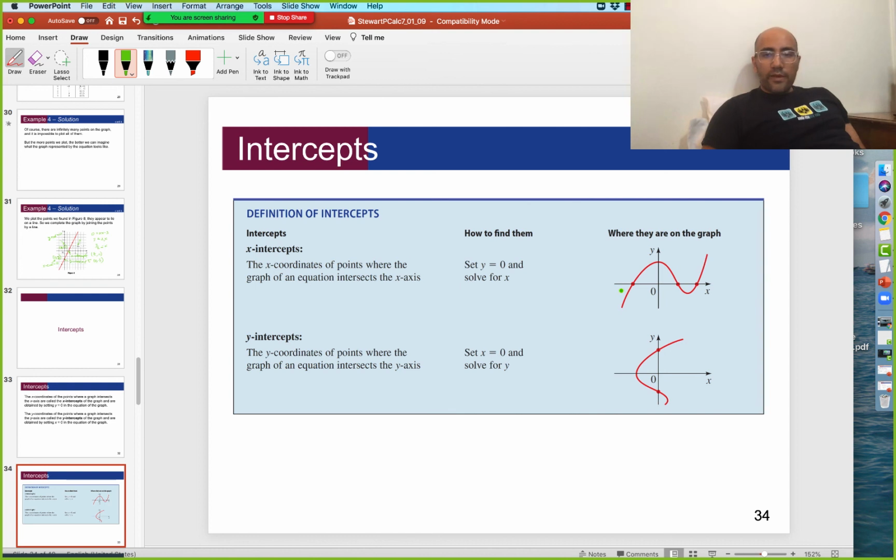So for the first example, we have 1, 2, 3 different x-intercept points. We have 1 there, and 1 there. And for the second example, they're showing you how it might have more than one y-axis intercept point. But either way, to solve them, we set y equal to 0 and solve for x to find the x-intercepts. To find the y-intercepts, we set x equal to 0 and solve for y.